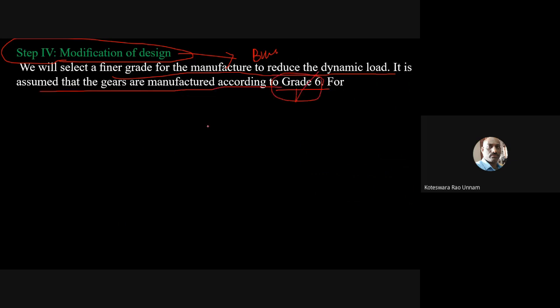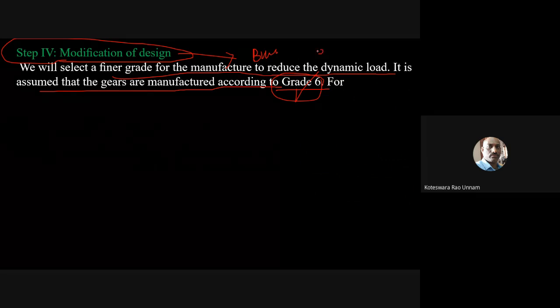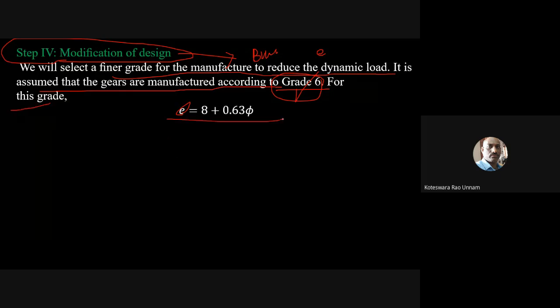So now for grade 6. Earlier we have seen the formula for E for grade 8. Now for grade 6, what is the formula for E? It is given as 8 plus 0.635. Again, this will be in your data book, or else they will supply it as a supplement to you. With this, you can also calculate the error on the gear as well as the pinion.